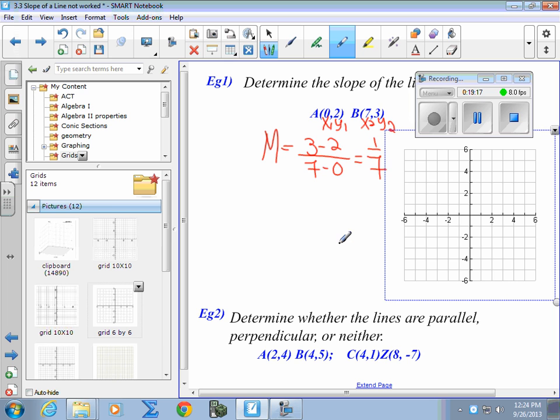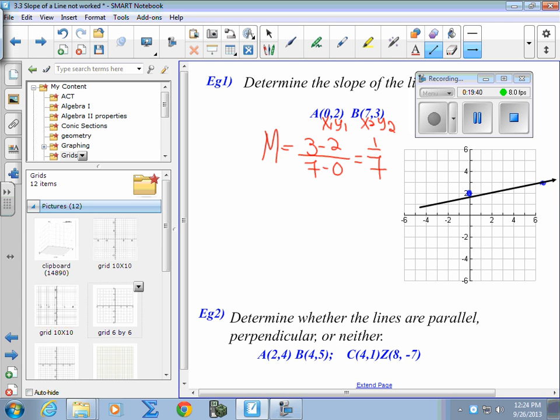So we have 0 and 2. That's 0 and 2, and we have 7 and 3. So you see where this line is fairly flat? Everybody see that?